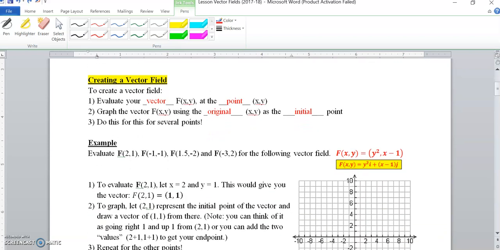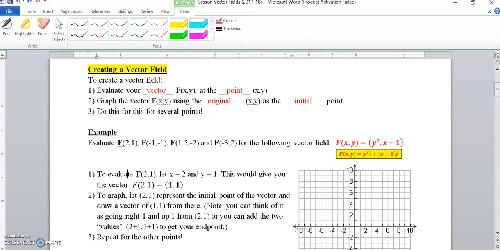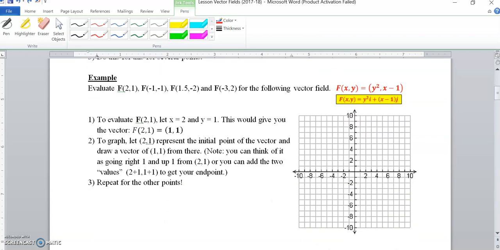Anyways, here's how you create one. You evaluate the vector, as it says in step 1, at x comma y. So you start your vector at x, y, whatever point that is, and then you evaluate it in the vector field, which is an equation. So you have a starting point x, y, you plug that into the equation, and it's kind of like getting a y value out of an equation from what you're used to in algebra. You have an x, y, you plug it in, and you get a result. Step 2 is you graph that with the original point, the initial point of the vector at x, y, and then from there you would go up and over or down and over, depending on what the vector field evaluated to. And then step 3, do it over again.